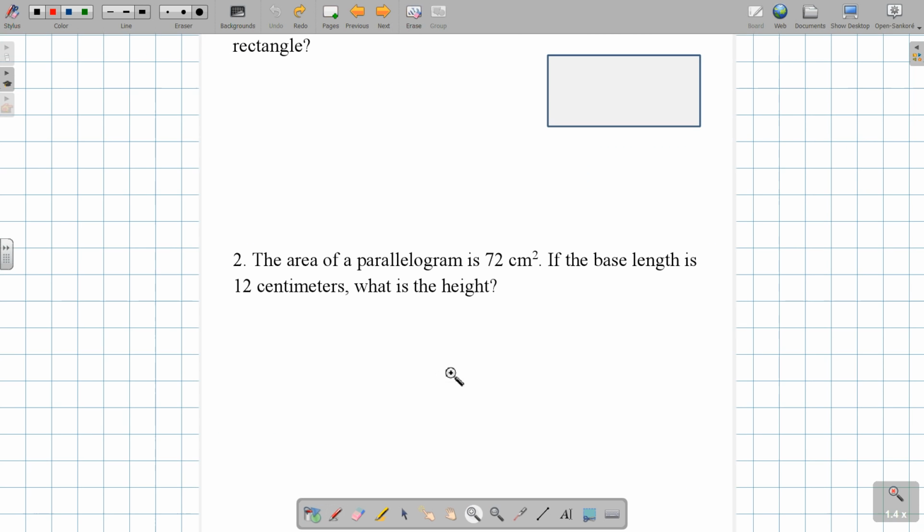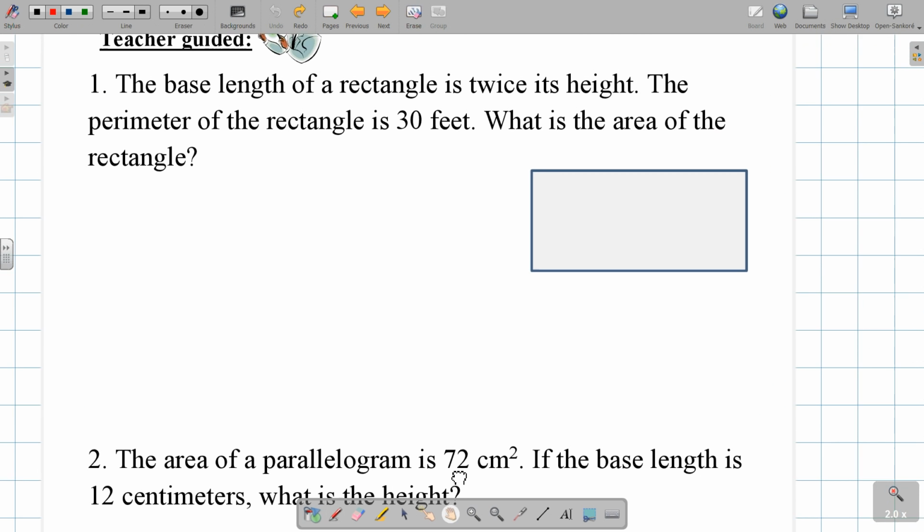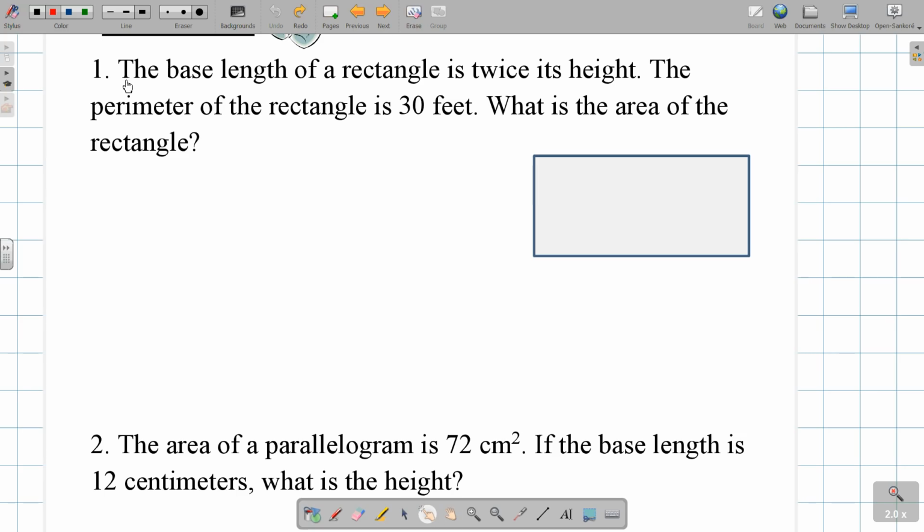Let's do a couple problems here. Finger track and read out loud. Read with me. Put your finger right on that paper. The base length of a rectangle is twice its height. The perimeter of the rectangle is 30 feet. What is the area? Should be underlining.